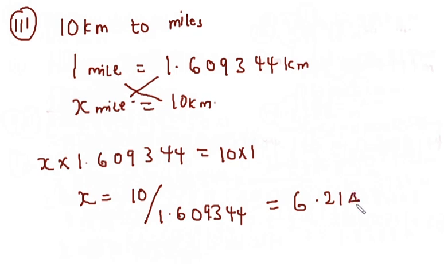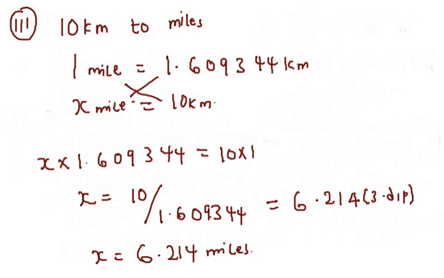Okay, so this is equal to 6.214 to 3 decimal places. Okay, so x is ultimately equal to 6.214 miles. Okay, so this means that the equivalent value of 10 kilometers to miles is 6.214 miles.